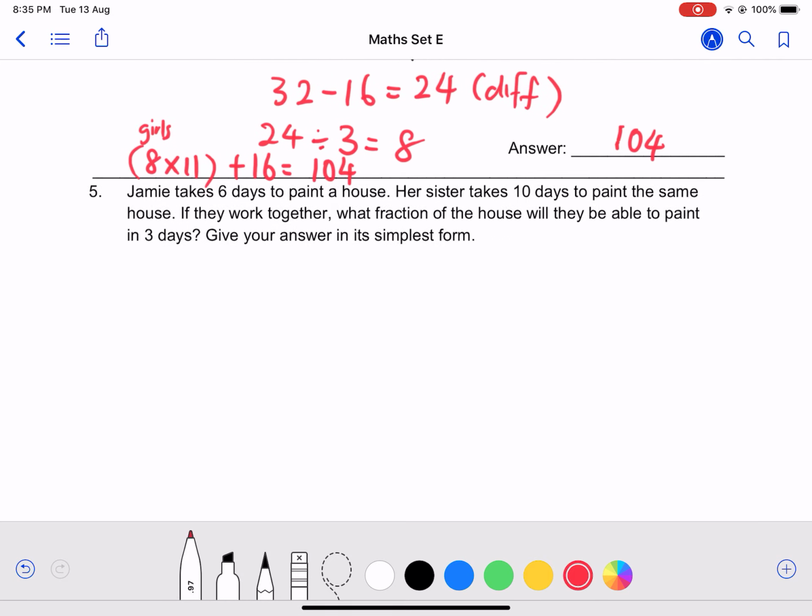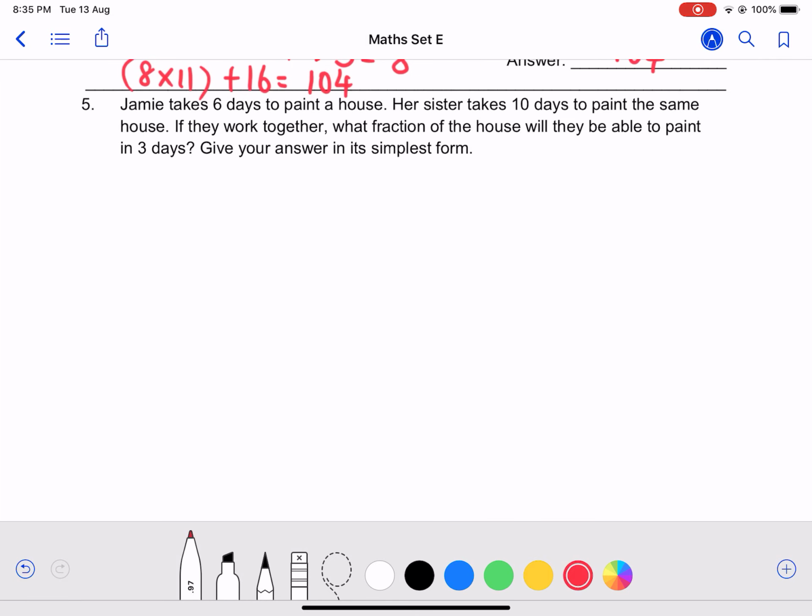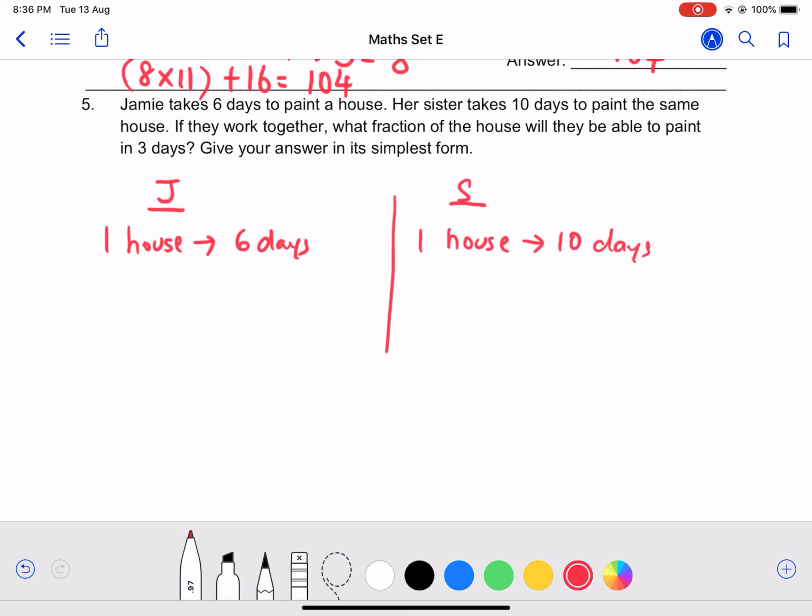Now the last question for this clip, question number 5. Jamie takes 6 days. So we have again Jamie and you have got a sister. Now one house, this person takes 6 days. Whereas for the sister, one house, the person is actually taking 10 days. Now from this table, you will know that the sister is taking a longer time to paint the house.